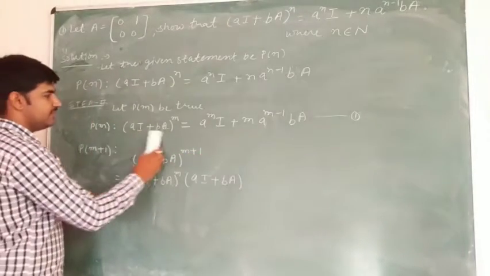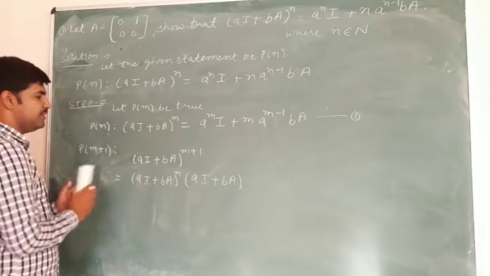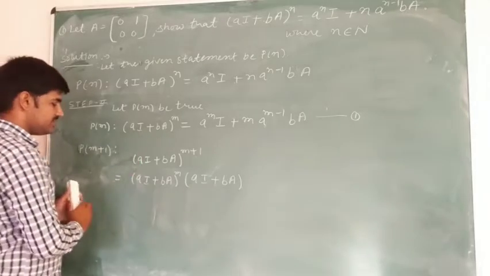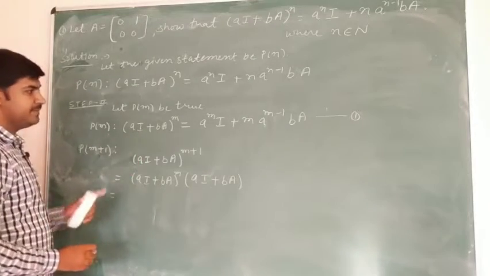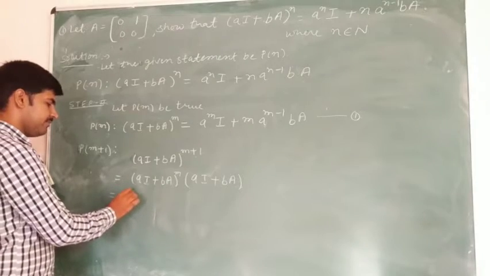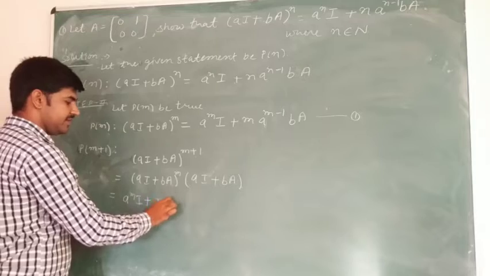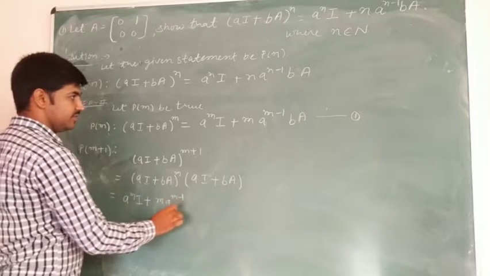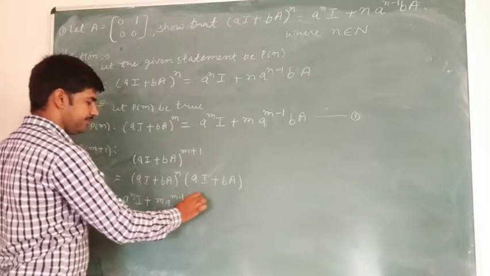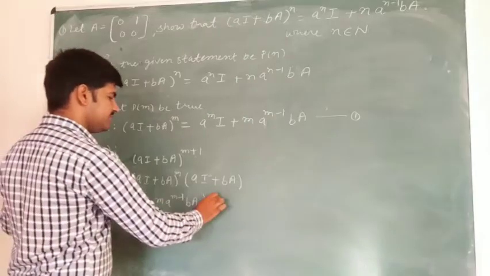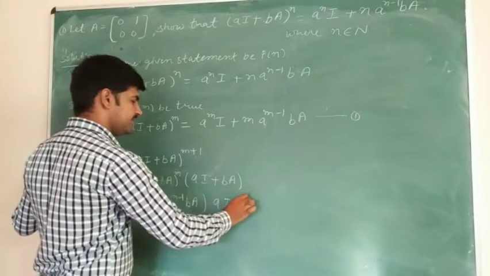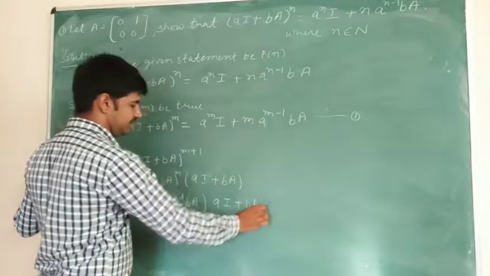Means I am using Pm here. So what is the value of this? The value of this is a raised to the power m I plus m times a raised to the power m minus 1 bA, and whole times (aI + bA).